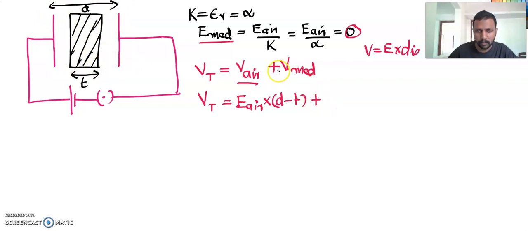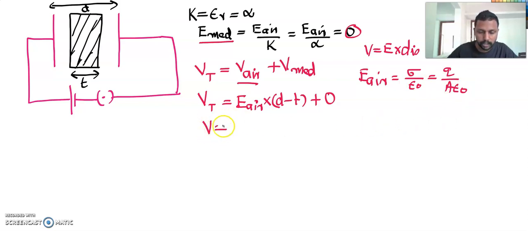Plus, what is potential in medium? Potential in medium is also 0, since electric field intensity in medium is 0. Then, what was electric field intensity in air? It was sigma by epsilon 0. It can be written as Q by A epsilon 0. Therefore, total potential between the plates of the capacitor, if I am substituting for electric field intensity in air, is Q by A epsilon 0 into D minus T.